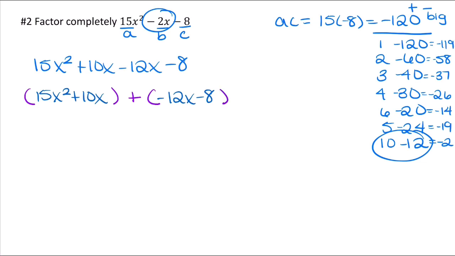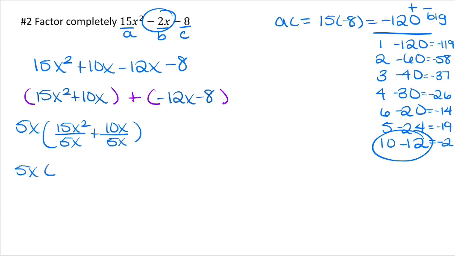So now what I need to do is look at each of these groups and figure out what the GCF is. So let's first look at this first group. We have 15x squared plus 10x. So I can factor out a 5x here, which means I'm going to divide both of these terms by 5x. So when I do that, I'm going to end up getting 5x times 15 over 5 is 3, and then x squared over x is x, and then plus 10 divided by 5 is 2, and then x and x are just going to cancel each other out.